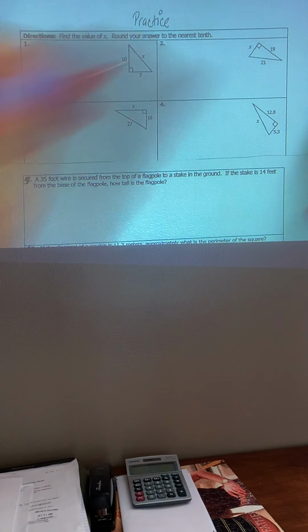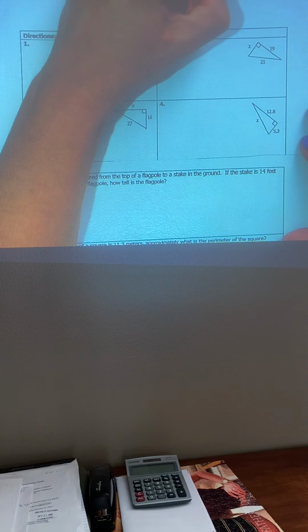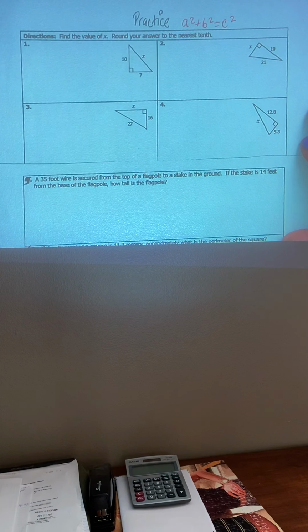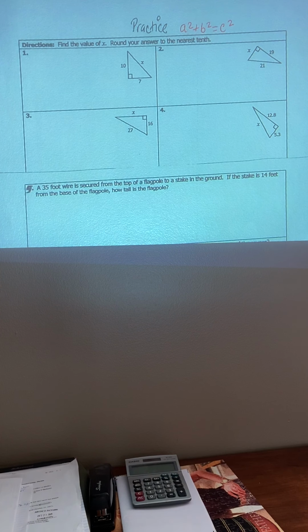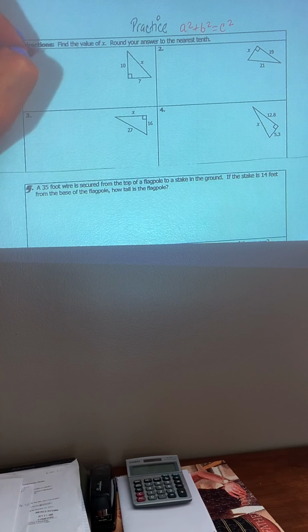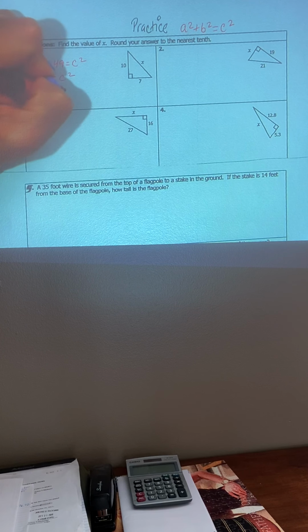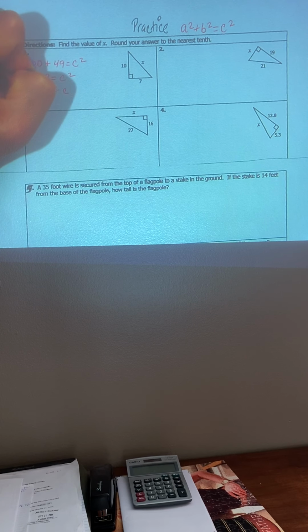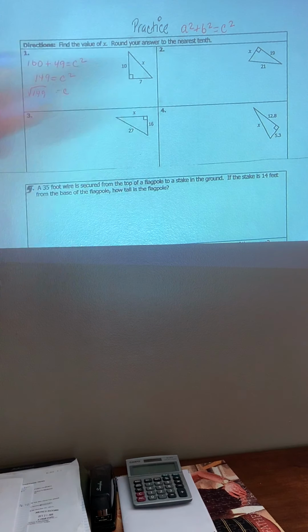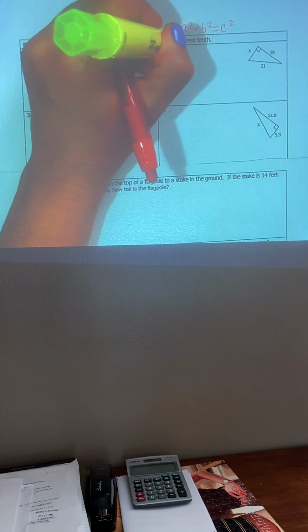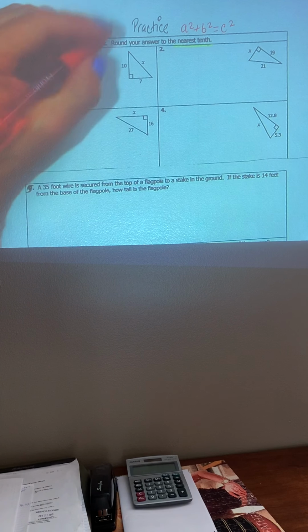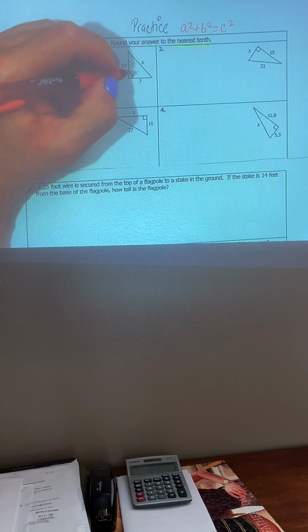So a squared plus b squared equals c squared. Let's write that, and let's do a couple of these problems. Find the Pythagorean theorem. So 100 plus 49 equals c squared. That's 149 equals c squared. So c equals the square root of 149, which is 12.2. Remember, you have to round to the nearest tenth. So c equals 12.2.